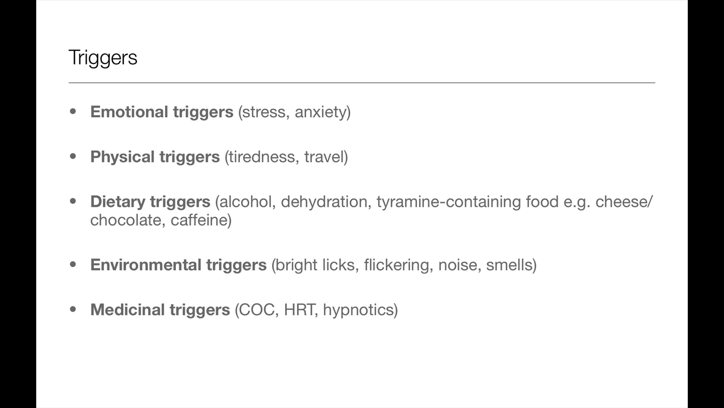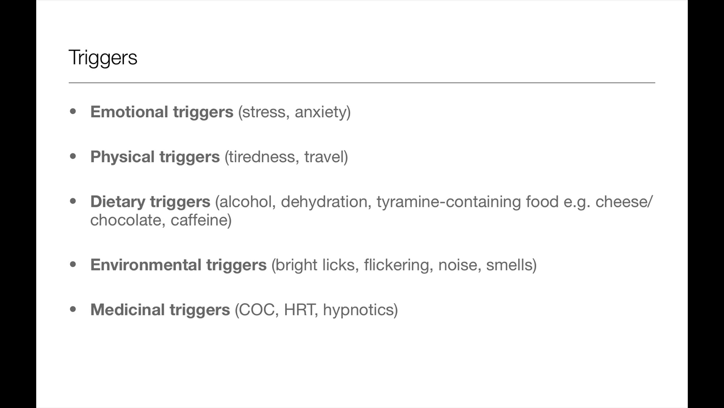There are a number of triggers for migraines, which can be broadly divided into 5 different categories. These are emotional triggers, physical triggers, dietary triggers, environmental triggers, and medicinal triggers. Important emotional triggers include stress and anxiety, and physical triggers are tiredness and long-distance travel. There are lots of different foods that have been associated with migraine. These include alcohol, tyramine-containing foods such as cheese and chocolate, as well as caffeine.